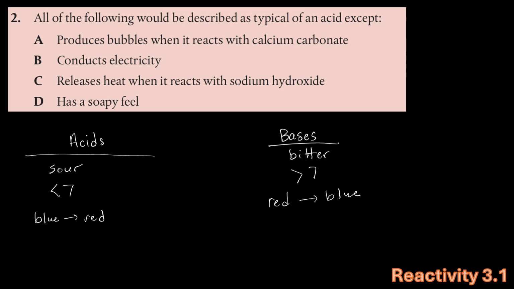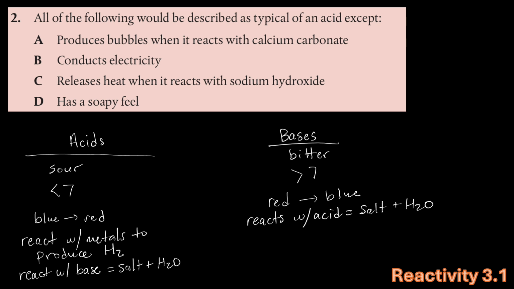Then for reactivity, with acids, they're going to react with metals to produce hydrogen gas. Then with neutralization, they both will neutralize each other. So essentially acids are going to react with bases to form salt and water, and then bases will react with acids to form salt and water. And then they both will conduct electricity in water because they can dissociate. So again, this question was asking what could be described as a characteristic that an acid would not have.